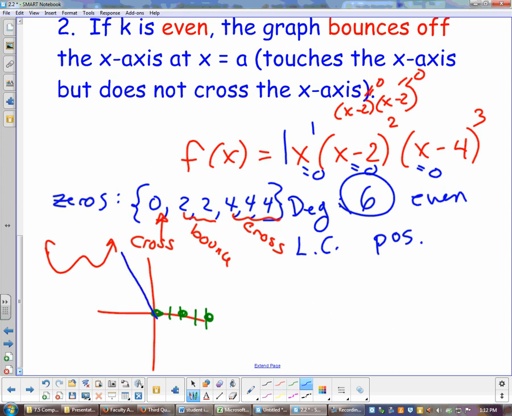So something like this, you with me? It's going to bounce at 2, right? And not cross, and then it's going to, does that make sense? Okay? All right, so that's just a rough sketch of what we can do just by looking at the zeros and the degree and using the leading coefficient test.